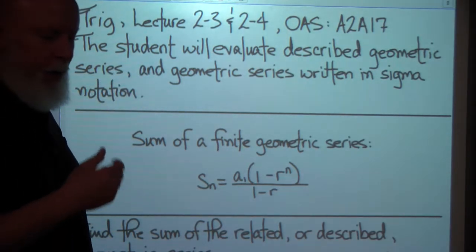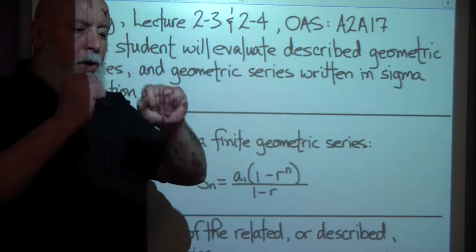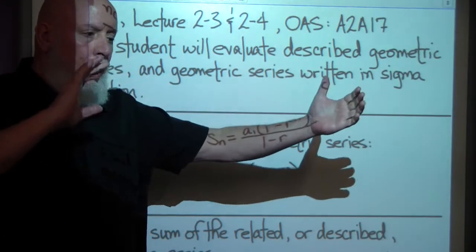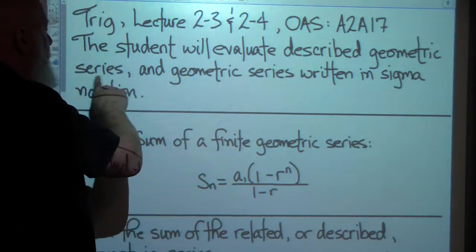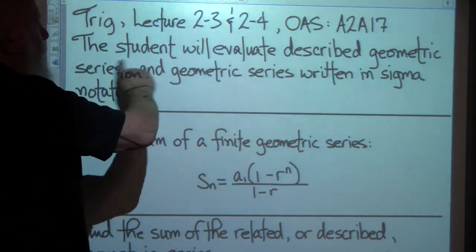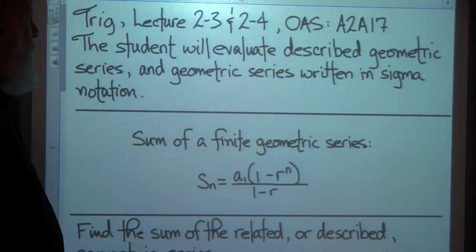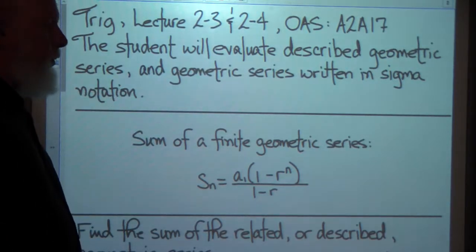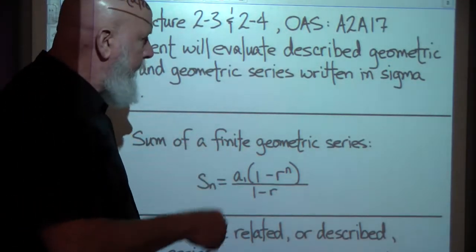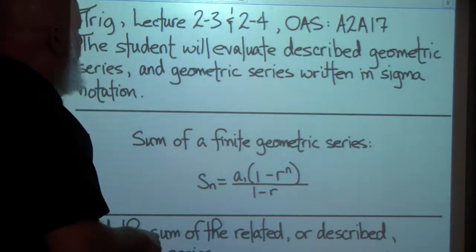Now, just like when we did arithmetic series, a series is when you take the terms of a sequence and add them together. So that's what we're going to be doing, but this time the series is going to be geometric. The student will evaluate or describe geometric series, and geometric series that is written in sigma notation. We talked about sigma notation with arithmetic series. This time we're going to use sigma notation in geometric series.